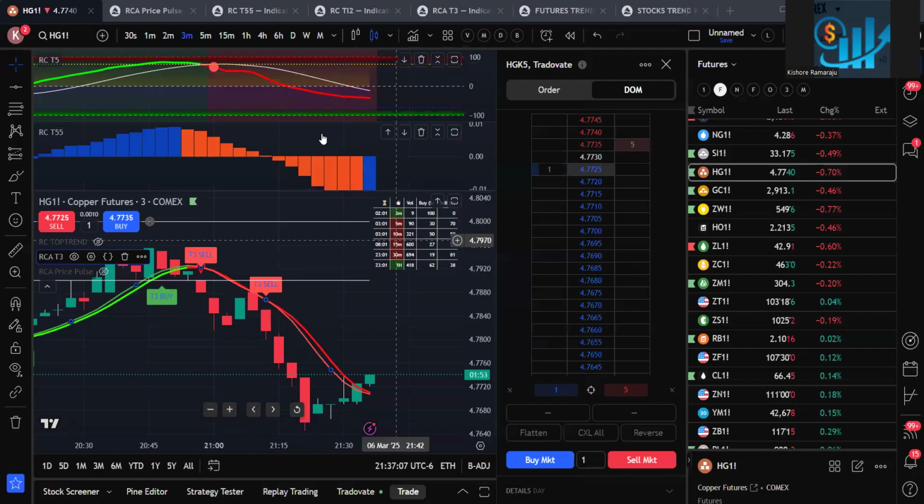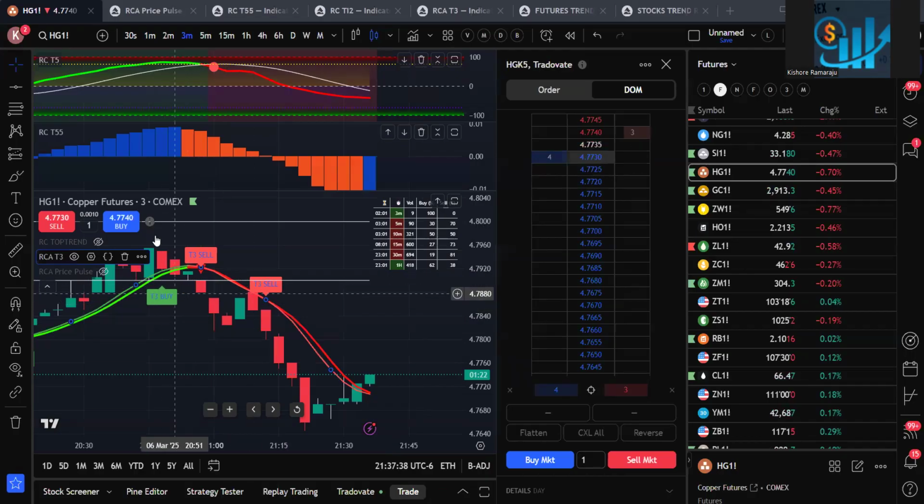All these are your additional confirmation. Your main indicators, which will tell you whether to buy or sell, are price pulse, T3 or top trend. Once you see one of them, and based on that, you will use these as the additional confidence. Okay, now I got a sell. What is my T5 telling me? If this is also telling sellers are in control, then that is a perfect opportunity.